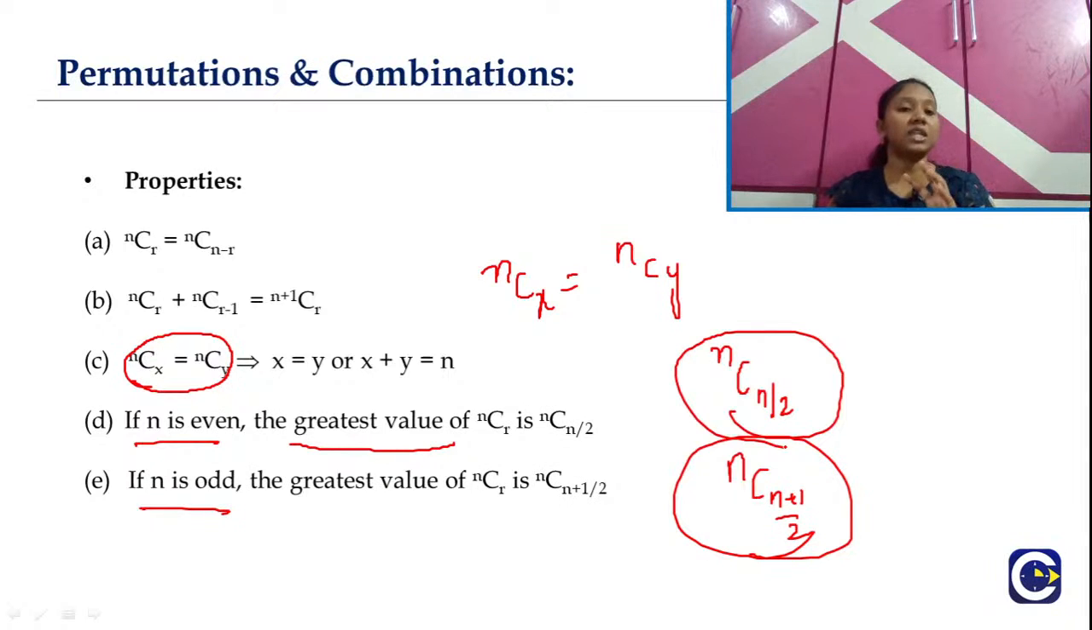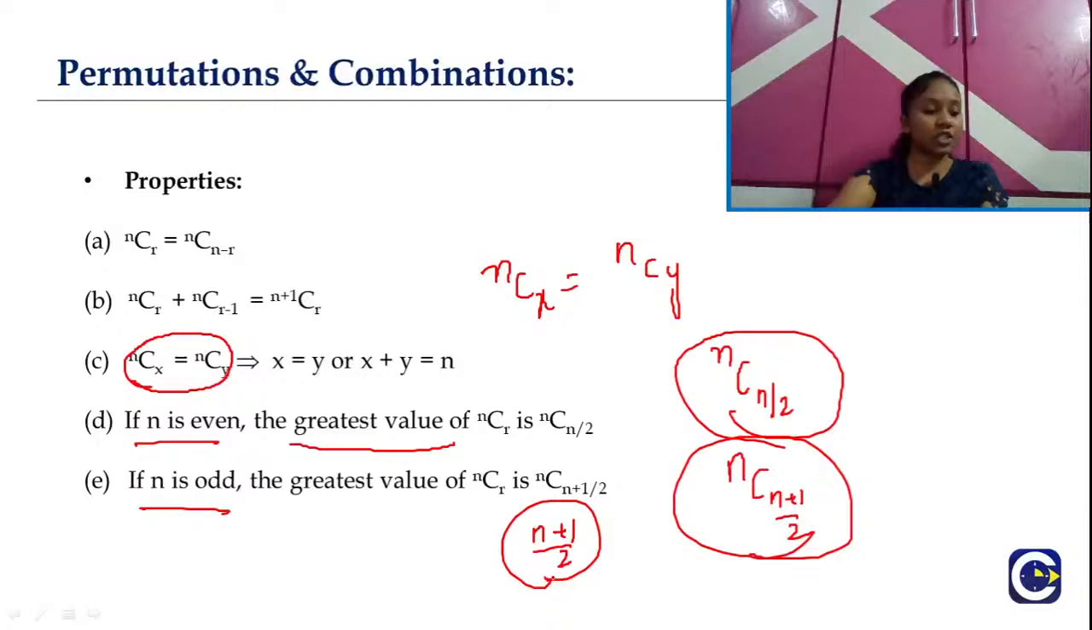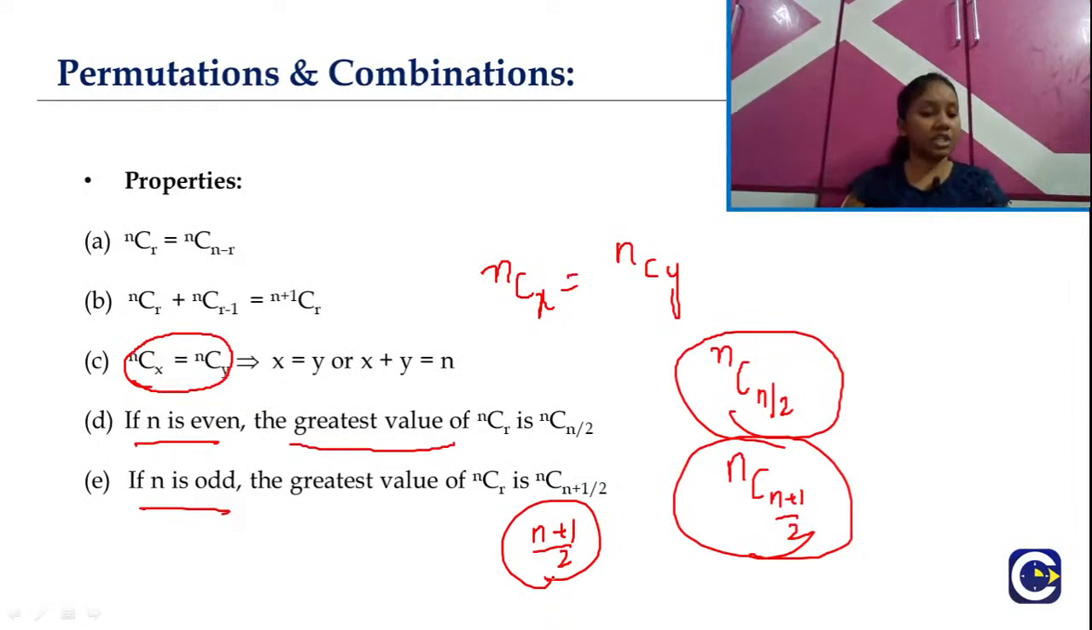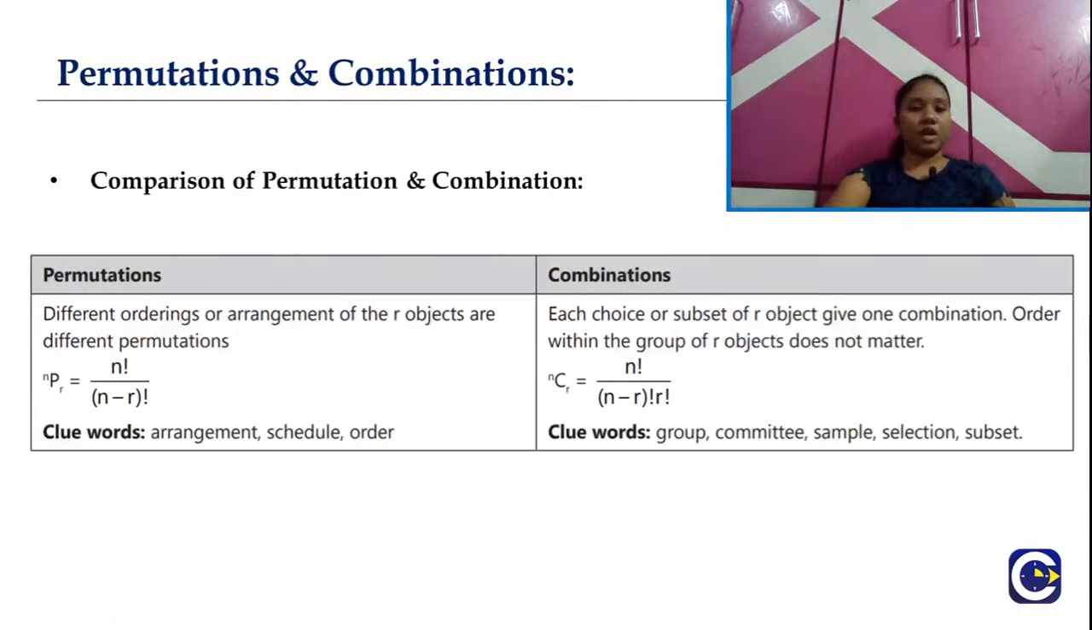So in our binomial theorem, we will be having everything related to this combination C0 and all. So there we will be again getting this greatest value related to the combinations here. So these are our 5 properties related to the combinations. So let's move ahead, guys.